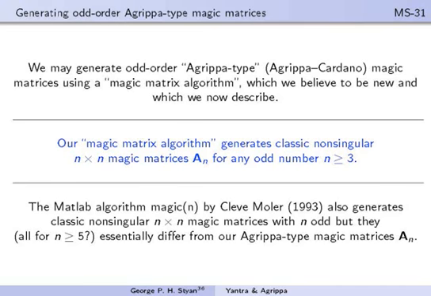The MATLAB algorithm, magic(n), by Cleve Moler, first announced apparently in 1993, also generates classic non-singular n by n magic matrices with n odd, but they, apparently all for n greater than or equal to 5, essentially differ from our Agrippa-type magic matrices.